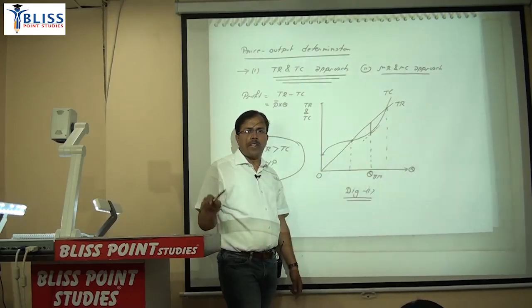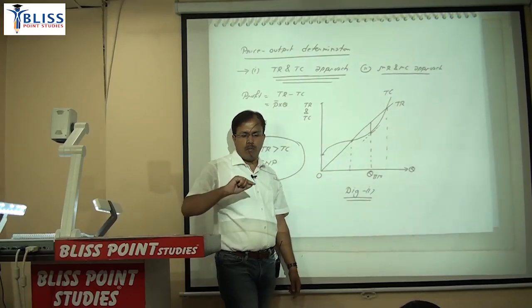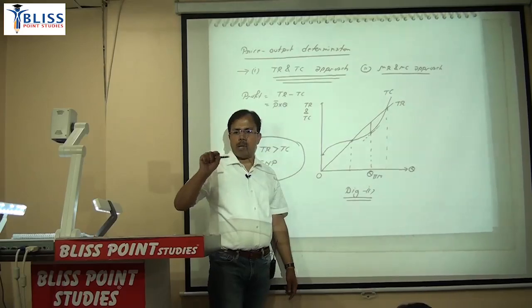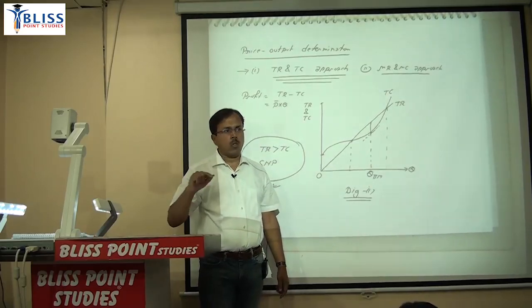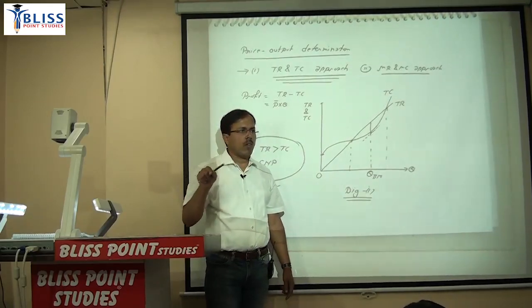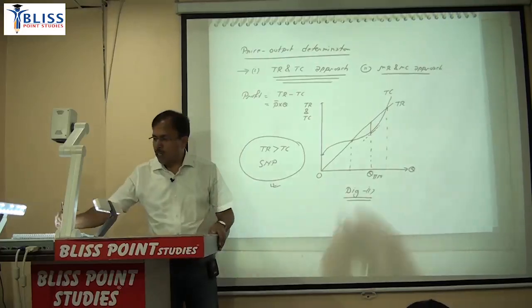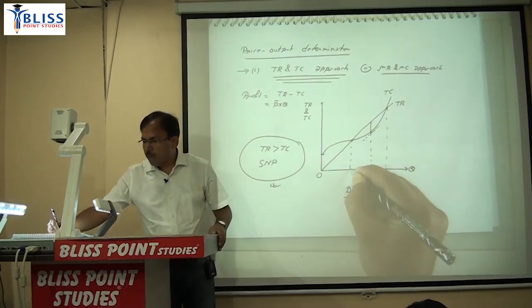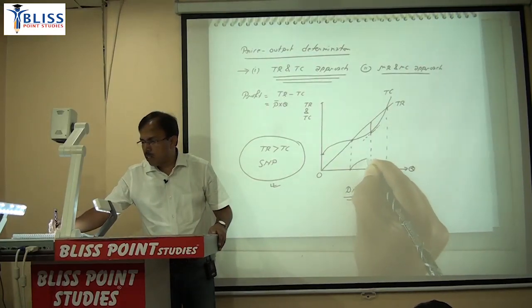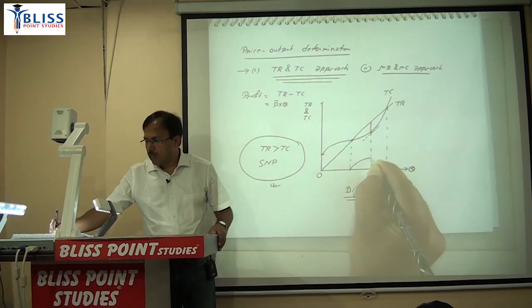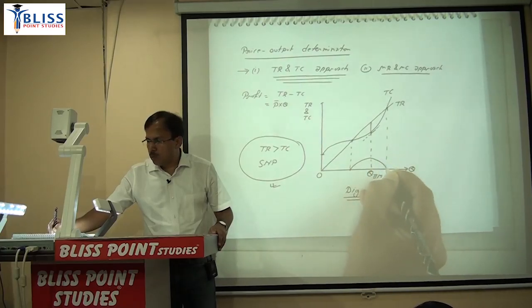So if you plot profit diagram, what will be the shape? Initially it will increase, reach maximum and then decreases. So what is the shape? Inverted U. So if you plot it graphically, the profit diagram is basically this. It reaches maximum here and then declines to 0.